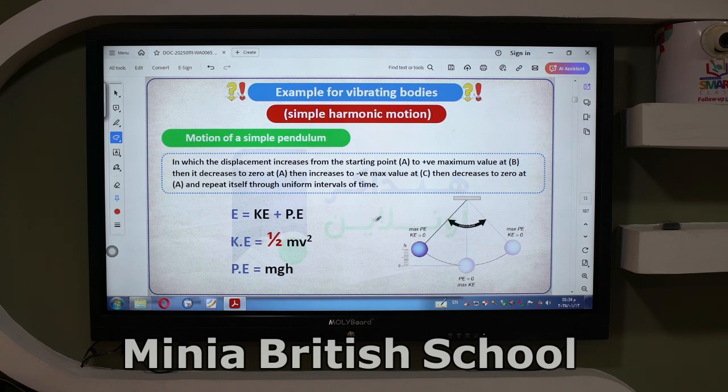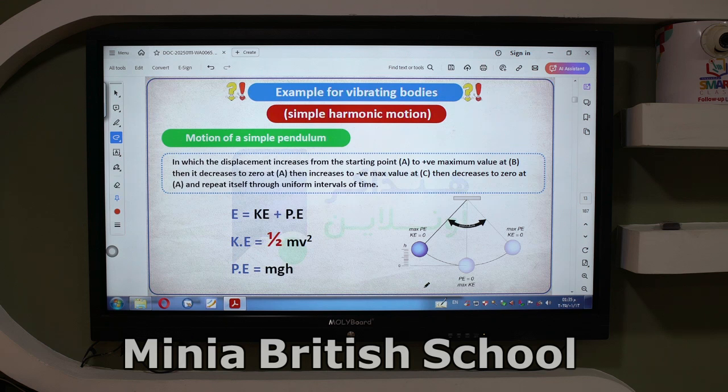What is the meaning of motion of a simple pendulum? Motion of a simple pendulum means that the displacement increases from the starting point A to the maximum value B. Then it decreases to 0 at A, then increases to a negative maximum value at C.